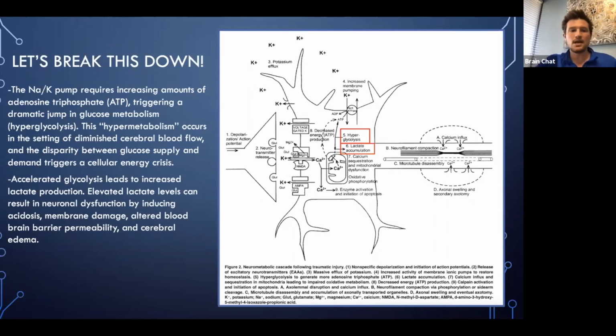But in this case, the elevated lactate levels can result in what's called neuronal dysfunction because you've lost that normal balance. It can lead to what's called acidosis. It can cause membrane damage. It can alter permeability of the blood-brain barrier. This is a big one because, as I've mentioned in other talks, the blood-brain barrier is like a screen door to the brain. The brain is a very sterile environment, and it only allows certain things in.